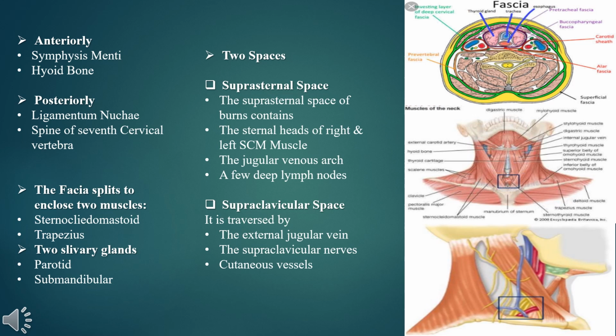Suprasternal space or space of Burns is situated just superior to the manubrium, and it contains the sternal heads of right and left sternocleidomastoid muscle, the jugular venous arch, and a few deep lymph nodes. While the supraclavicular space is situated above the clavicle between sternocleidomastoid and trapezius. In the lower diagram, the third diagram, you can see the supraclavicular space, and this space is traversed by external jugular vein, the supraclavicular nerves, and cutaneous vessels.